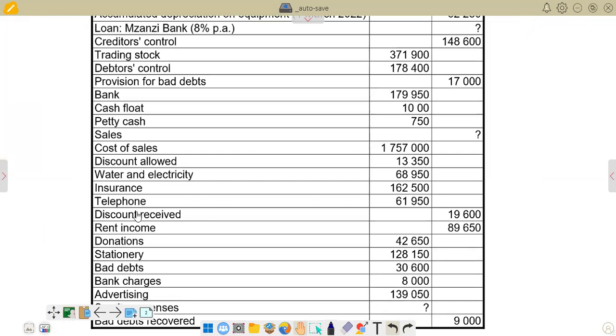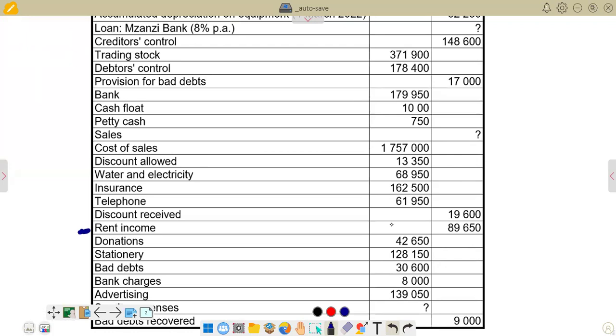So you'd see that discount received is the one that is pre-entered as 19,600. Then we've got rent income. So the next is here, which is our rent income, and it's 89,650. But you don't have to enter it as it is in the income statement.